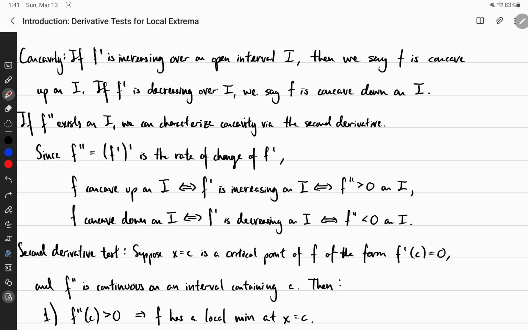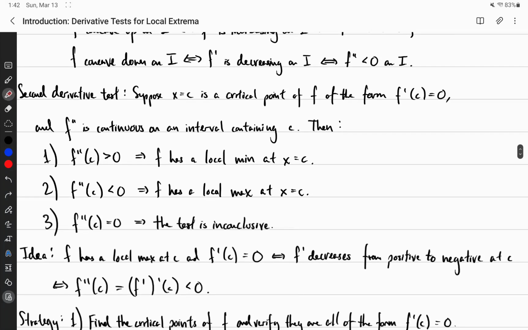And this leads to the second derivative test, which is super cool. The second derivative test says that if x equals c is a critical point of f, in particular it needs to be a critical point of the form f prime of c equals 0, so the tangent line to the graph is horizontal, you don't have a sharp corner or anything, and also you need to be able to compute f double prime at c, then there are three cases. If your second derivative is positive, then you get a local minimum. If your second derivative is negative, you get a local maximum. And unfortunately, in the third case, if your second derivative is 0, this test won't actually tell you anything.